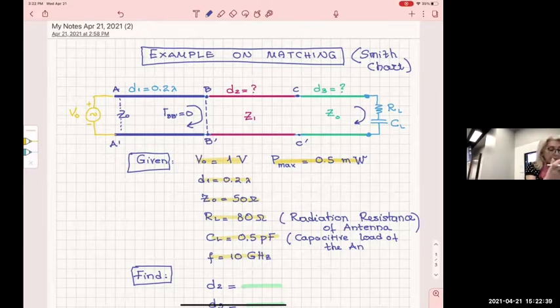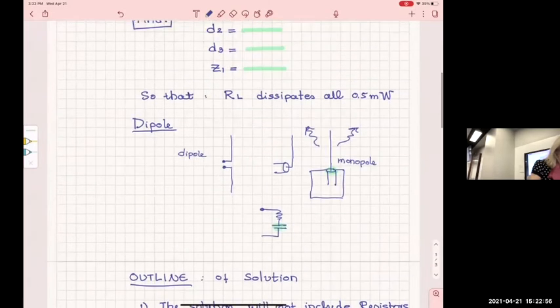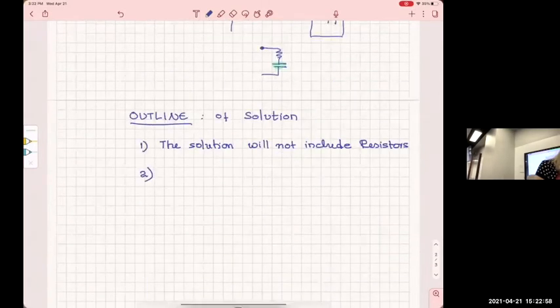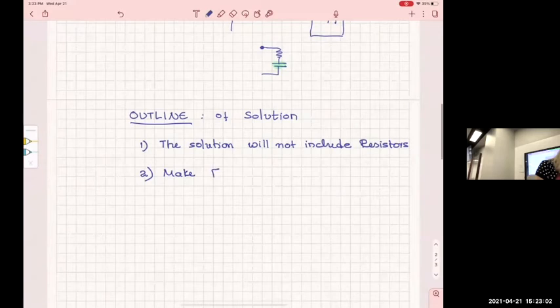So the only place where I have some certainty about how the line is, where I have the characteristic impedance and I have the length, is in the blue section. So that's where I'm trying to set the reflection coefficient at BB prime to be 0. So number 2, I will have to make gamma at B prime equal to 0.